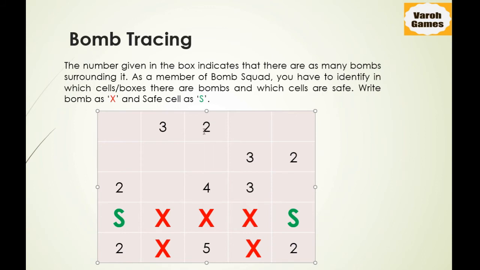Now let's look at this number 2. How many cells does 2 have around it? This one and this one. So for 2, this one needs to have a bomb. We can say X over here. Why? Because if both of these have X, the condition for 4 will not be fulfilled. Then around 4, we would have 5 bombs, which is not possible. So for 2, the one cell to have a bomb needs to be this one. And out of these two, only one can have the bomb.